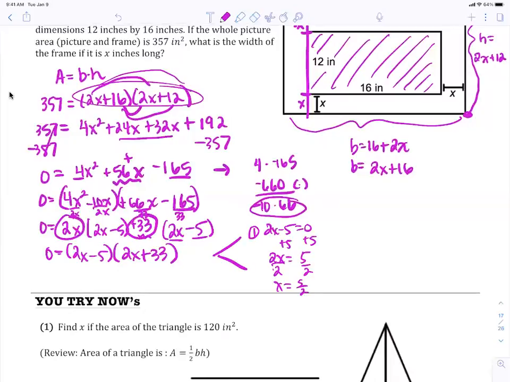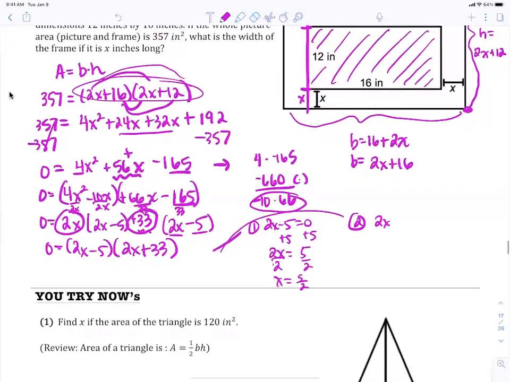And last but not least, we're going to solve the other one. Oh, and I ran out of room, so I'm going to do it over here. We're going to take 2x plus 33 equals 0. And I'm going to solve this guy. Oops, minus 33. 2x equals negative 33. And then I'm going to divide by 2 on both sides.